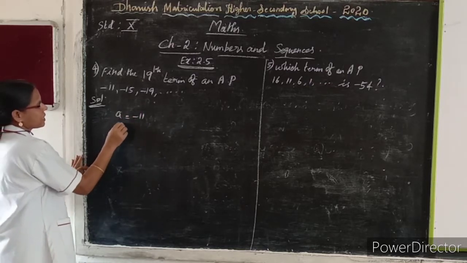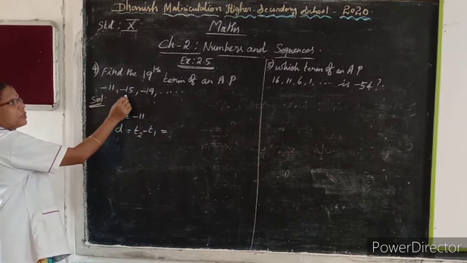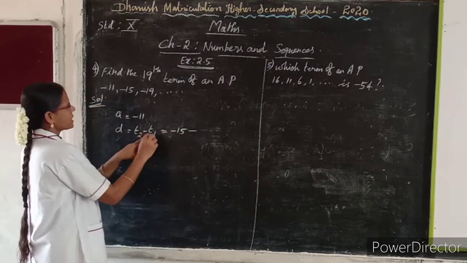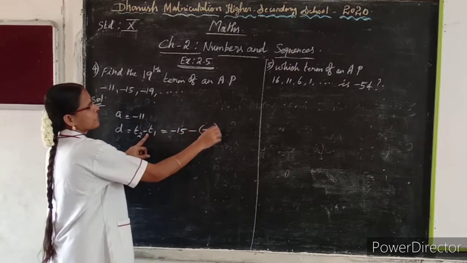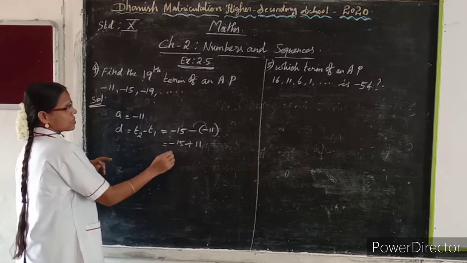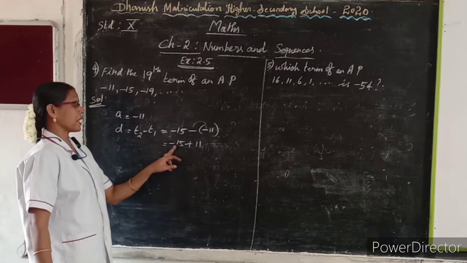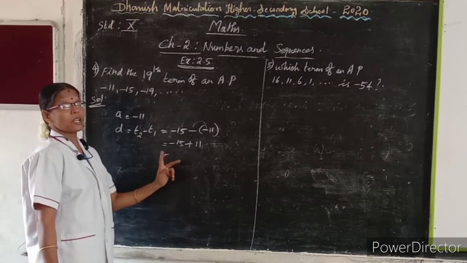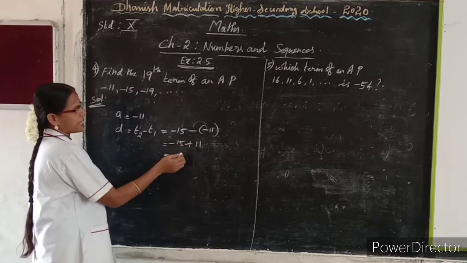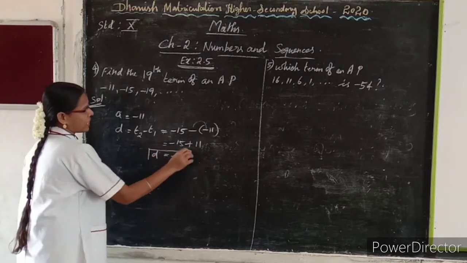Common difference d is equal to T2 minus T1. It is T1, T2, T3. So T2 is minus 15, minus what is T1? Minus 11. So minus 15, minus of minus is plus 11. So minus 15 plus 11. One number is negative, one number is positive. Subtract and put the greater number's sign. Here the greater number is minus 15, so put the minus sign and subtract. 15 minus 11 is 4. So this is the common difference.